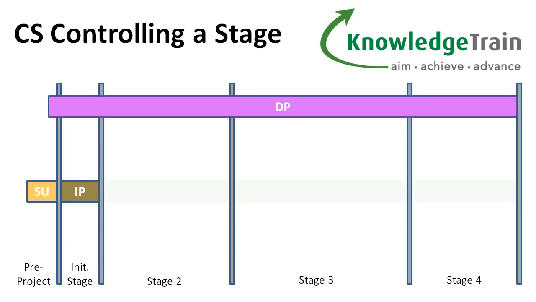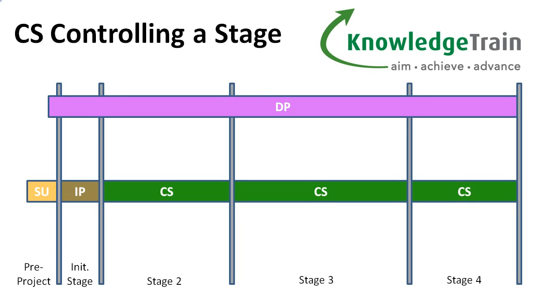The controlling a stage process describes the activities that the project manager must perform in order to allocate work to teams, monitor progress, manage issues and risks, report progress to the board, and ensure the stage remains within its tolerances. This process is performed throughout each stage following the initiation stage.